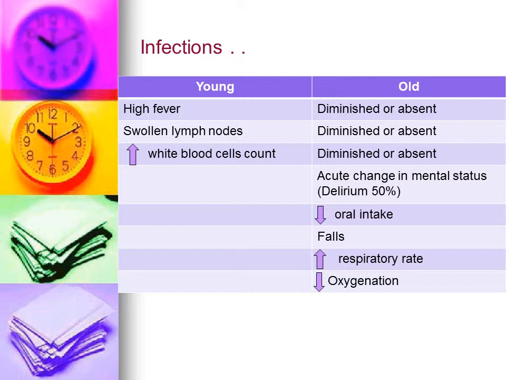Instead of more common signs and symptoms, older adults with new onset of infections may present with an acute change in mental status. In fact, delirium may occur in 50% of older adults with infection. Decreased oral intake, leading to weight loss and dehydration, should be evaluated as a potential sign of an underlying infection. Acute changes in functional status and falls may also mask infection. Changes in respiratory status, such as an increase in respiratory rate or a decrease in oxygenation, can indicate a respiratory infection.